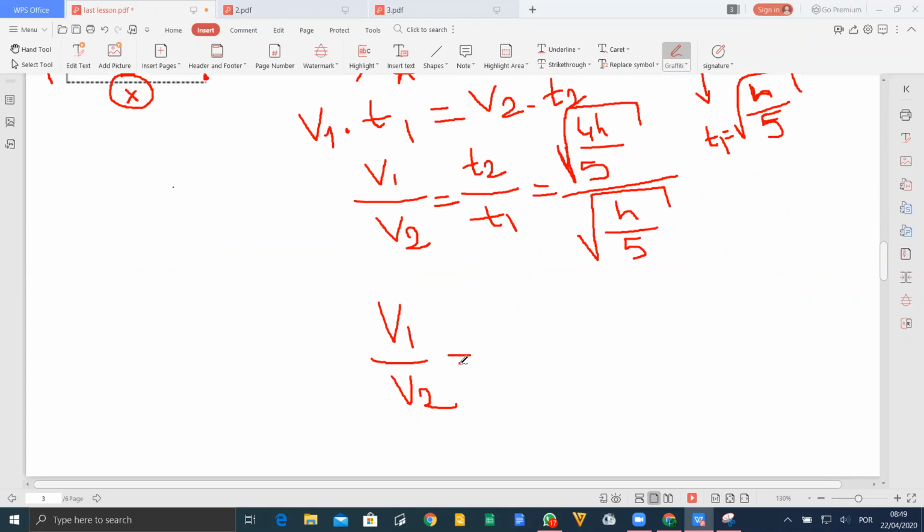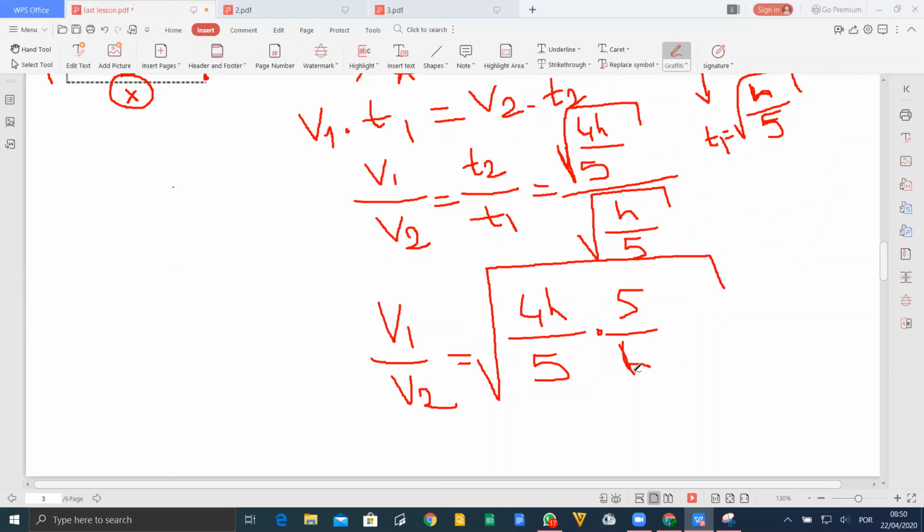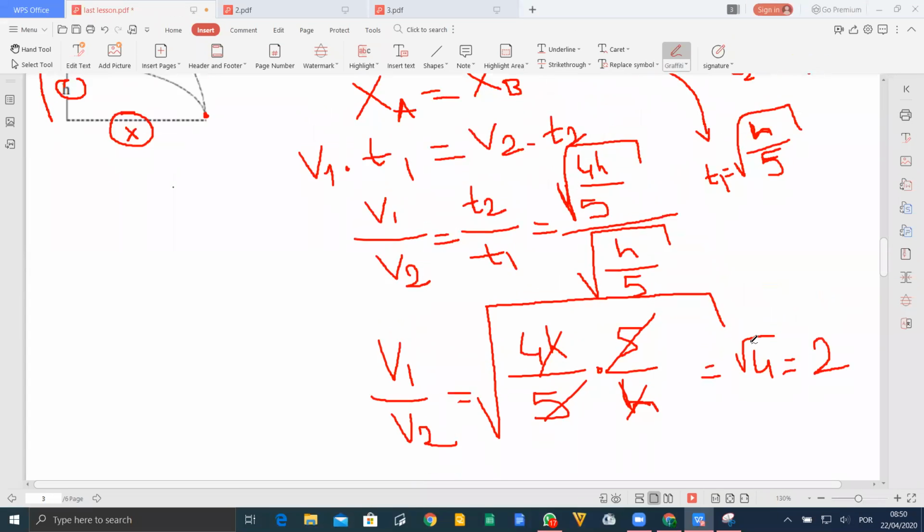V1 over V2 is equal to... I can show you something like that. They have the same roots. In the same roots, I can show you like this: 4h over 5 times, I can make it upside down, 5 over h. Then this 5 and this 5 will cancel, and h and h, and the answer will be root 4. Root 4 is equal to 2, okay? The answer is 2. All right.